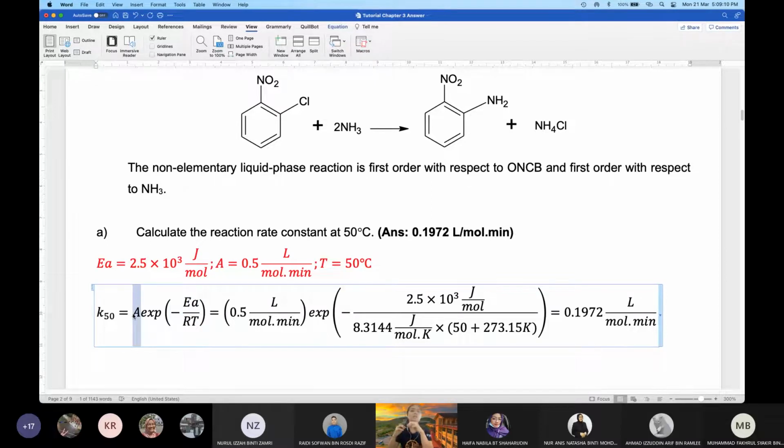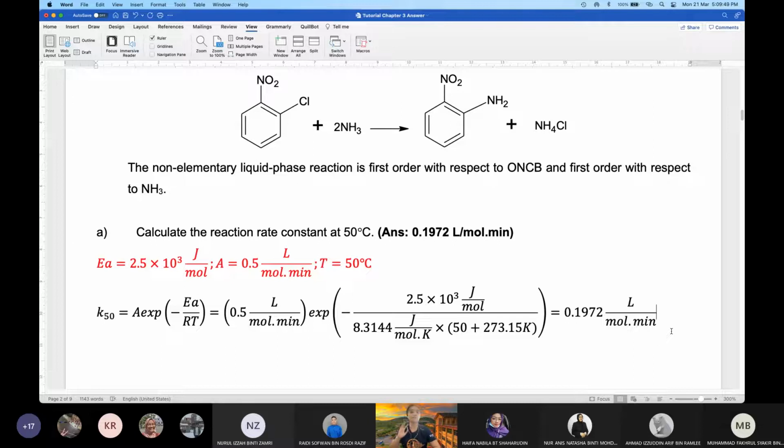So kalau kamu perasan, the unit and dimension of your A will be the unit and dimension of your K. Okay, again, the unit and dimension of your A will be the same as the unit and dimension of your K. So kalau A kita, the unit was given as liter per mole minute, kamu ikut saja untuk K kamu, dia punya unit akan sama. Nombor tak sama, unit sahaja yang akan sama. So that's how you elucidate the unit for your K value that you have calculated.